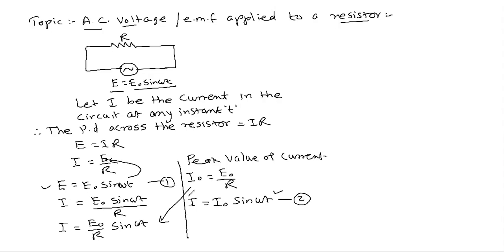So we can say that the current and EMF both are in phase. Here sine of omega t, here also sine of omega t. So they are in phase, or there is no phase difference between these two. That is the important conclusion we have drawn. So when you apply the AC voltage or EMF across the resistor, then the current and the EMF or voltage both are in phase. Now we'll proceed to the phasor.